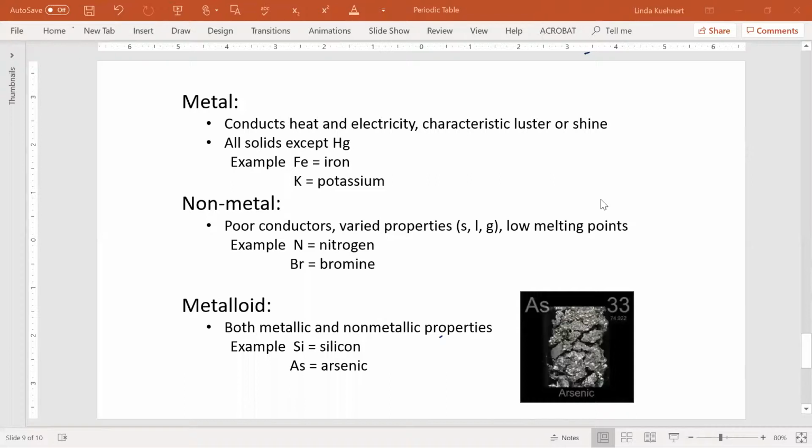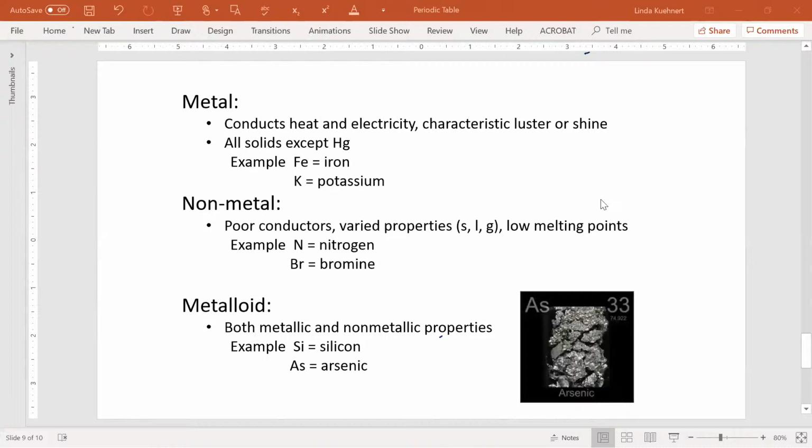So here are some further examples of metal. Metal conducts heat and electricity. Think of a frying pan on your stove. If you turn on your burner, it easily will heat up the pan. They also have a luster or a shine. Metals are malleable and ductile. They can be pounded into thin sheets or drawn into wires. Again, all are solids at room temperature and pressure except for mercury. And here's an example of iron as a metal or potassium as a metal.